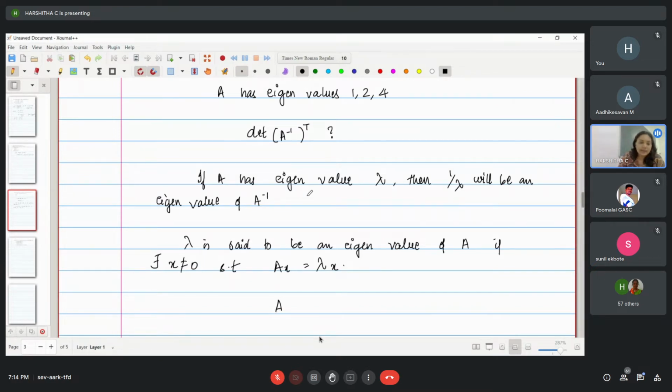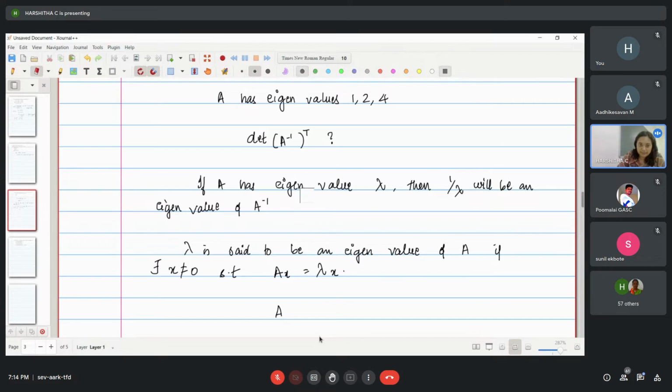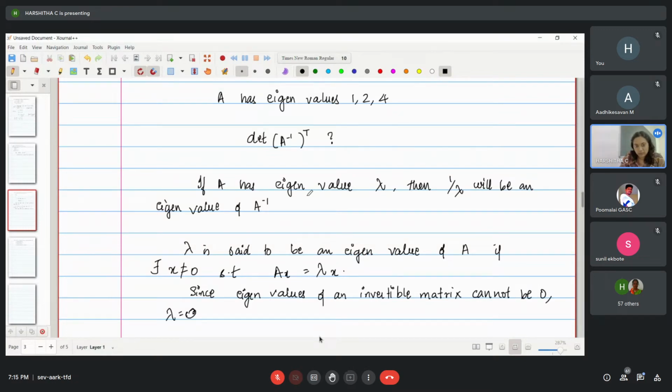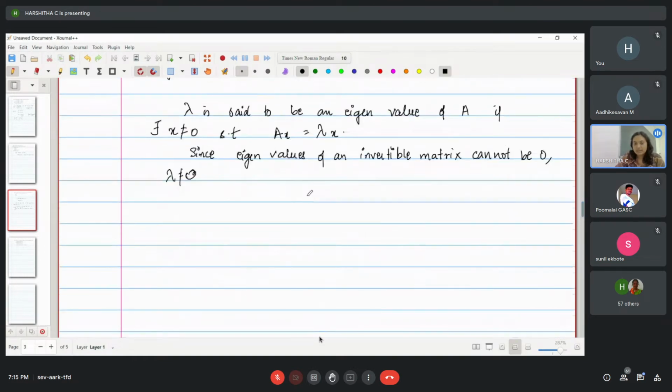First of all, lambda cannot be 0. This we saw last time, that eigenvalues of an invertible matrix cannot be 0. So since eigenvalues of an invertible matrix cannot be 0, lambda is not equal to 0. Now you multiply equation 1 by A inverse.